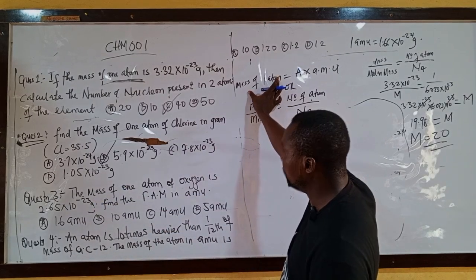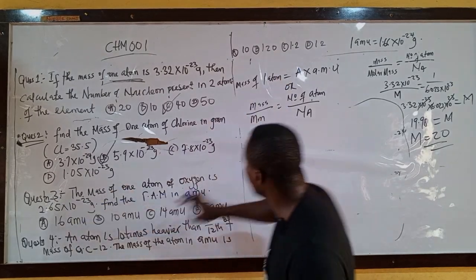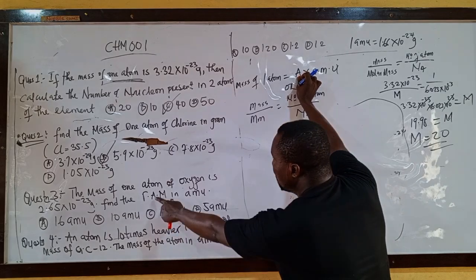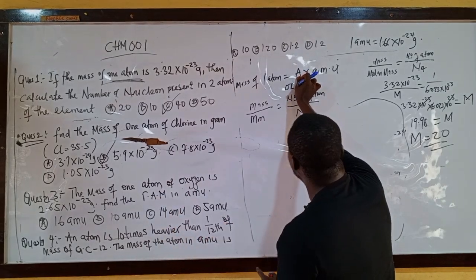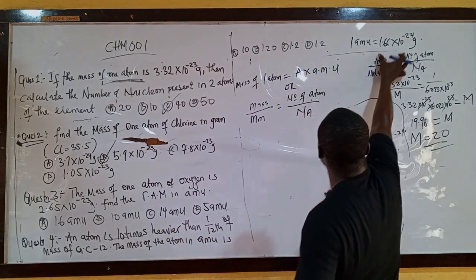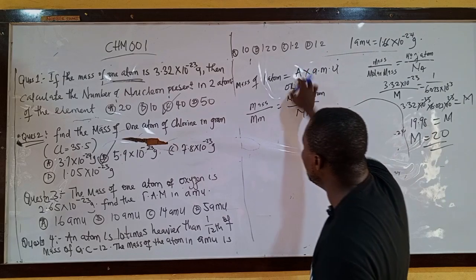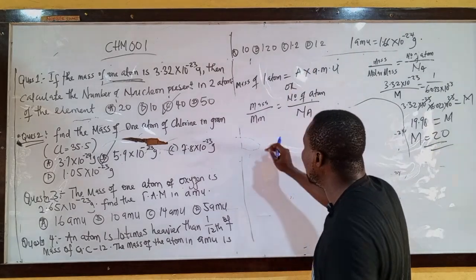That means you are given the mass. This mass is given as this. Then they want you to calculate the relative atomic mass A. You know AMU is this. They want you to calculate A, or you can use this. Let me use this to get the answer.